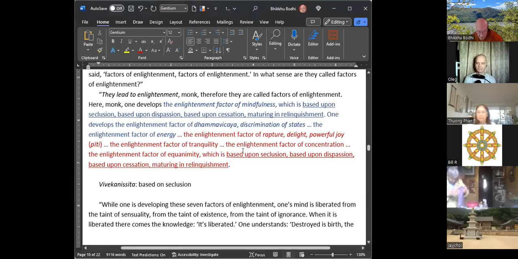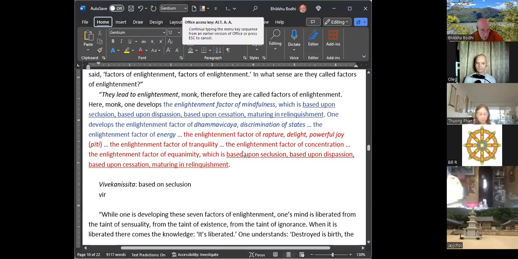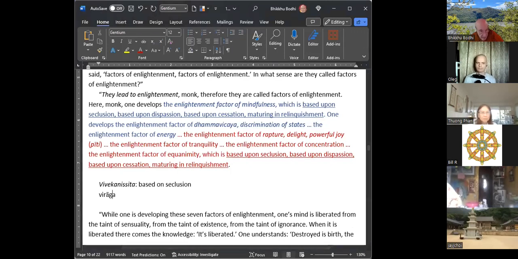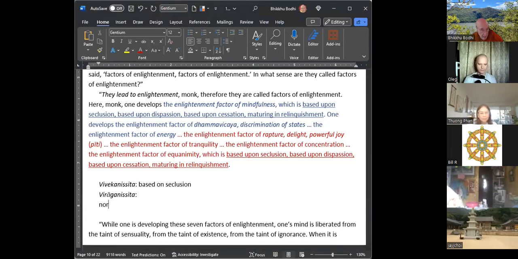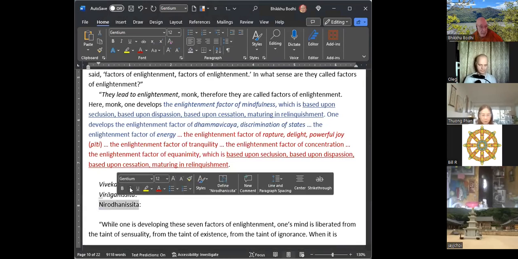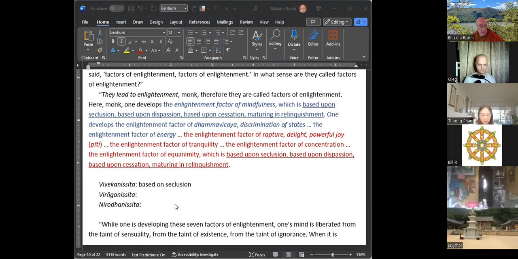Okay, then next, the enlightenment factors are said to be viraga nisitang. And viraga here is dispassion, the ending of passion or lust. And then the enlightenment factors are said to be nirodha nisitang. So that is based upon cessation. And we could say that they're said to be based on cessation in that they aim at the ending of craving and suffering.